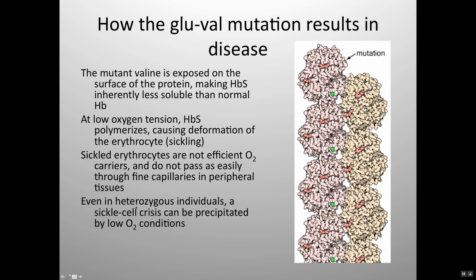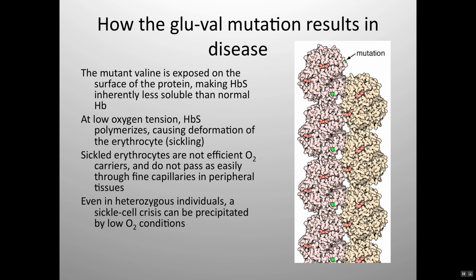Now, interestingly, even in heterozygous individuals, so individuals who only have one HbS gene, a full-blown sickle cell crisis can actually be precipitated by low oxygen conditions. Under normal circumstances, a heterozygous individual may suffer no ill effects whatsoever from having a single copy of the HbS gene, and also HbS hemoglobin in their erythrocytes. However, if you take these individuals to a low oxygen concentration, for example to altitude, you can actually precipitate a sickle cell crisis in individuals who were previously asymptomatic for sickle cell disease.